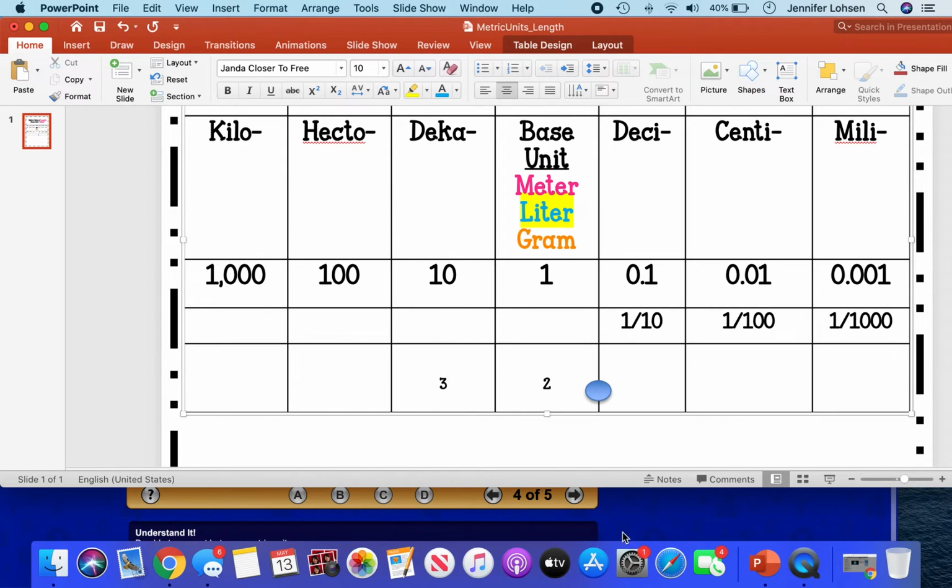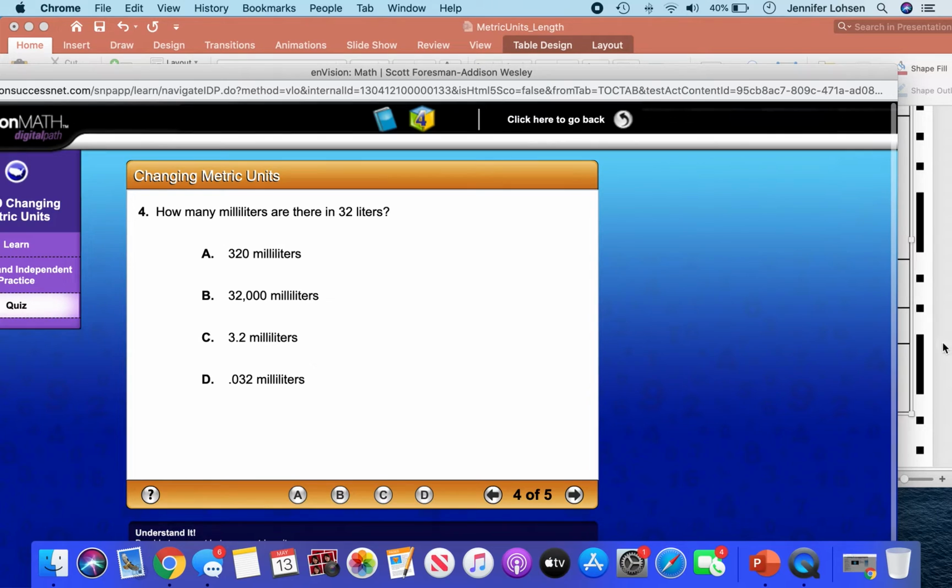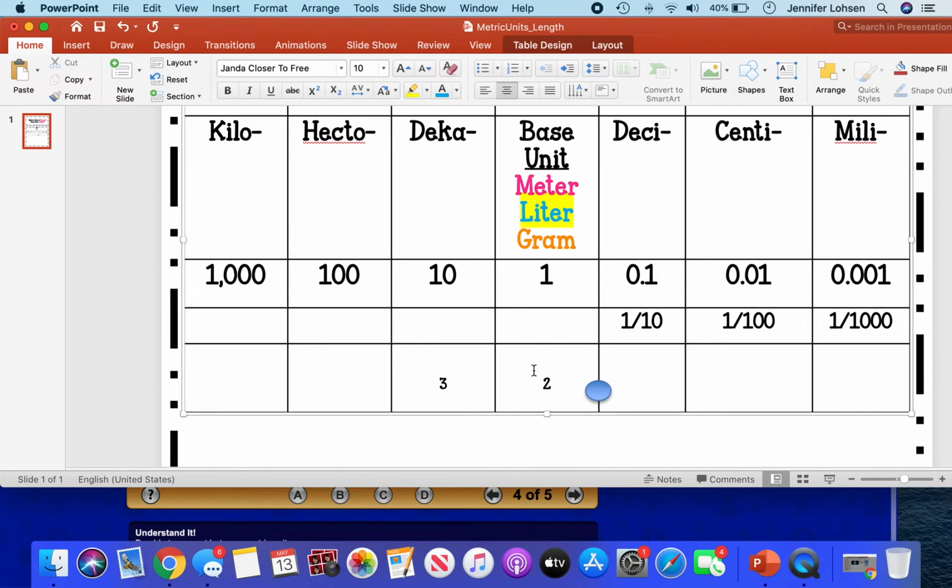And I want to go, let me just double check. Yep, we're going to milliliters. I want to go from 32 liters to milliliters. So what I'm going to do is I'm just going to bounce down my decimal point. So I move it one place, I would be at deciliters. That's not what I'm converting to, so I'm going to keep going. Two places, I would be at centiliters. Again, not my goal, so I'm going to keep going.